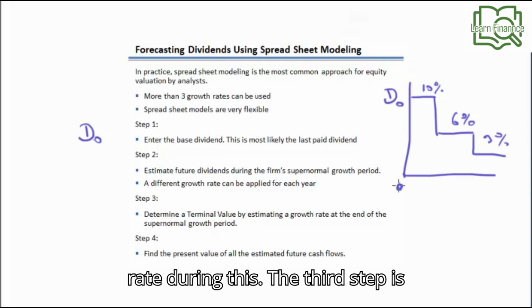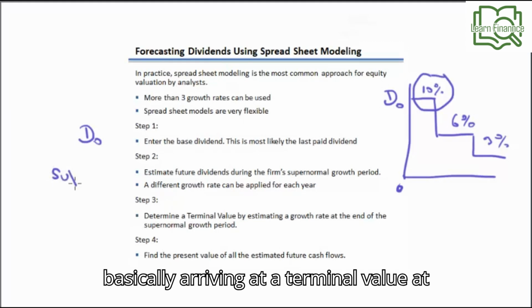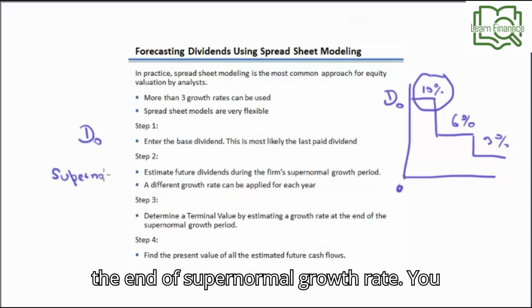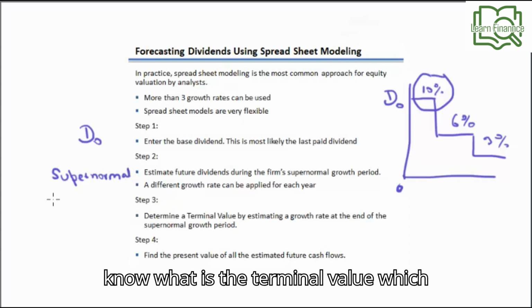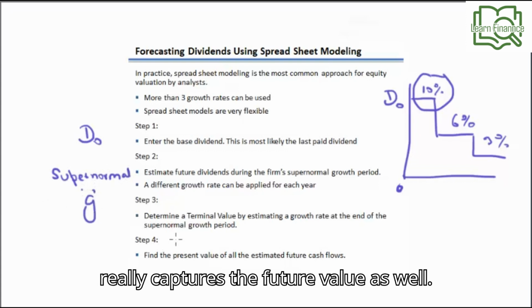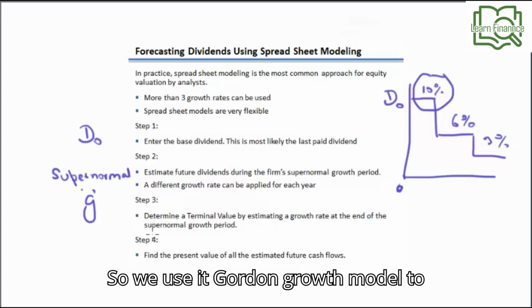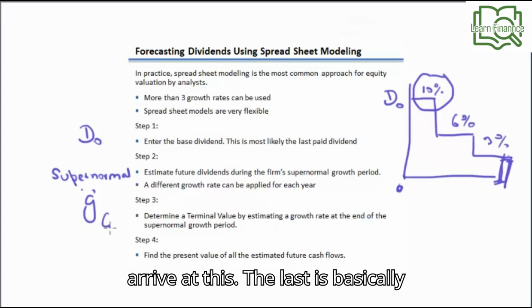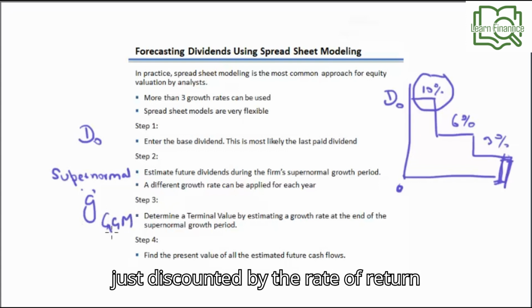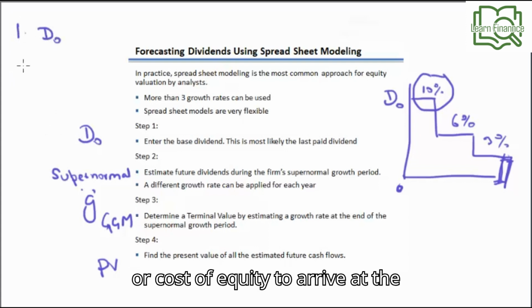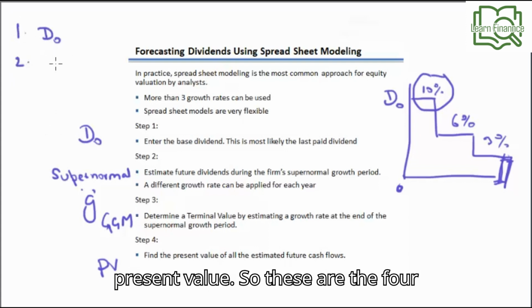The third step is basically arriving at a terminal value at the end of the supernormal growth period. You know what is the terminal value, which really captures the future value as well. So we use the Gordon growth model to arrive at this. The last is basically just discounting by the rate of return or cost of equity to arrive at the present value. So these are the 4 steps.